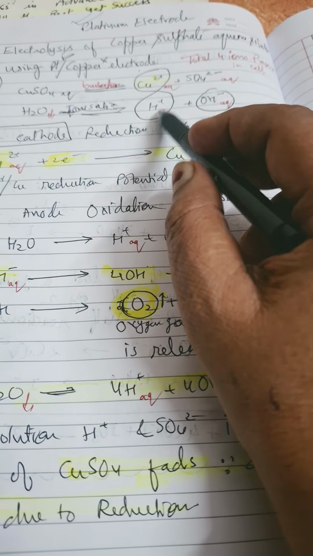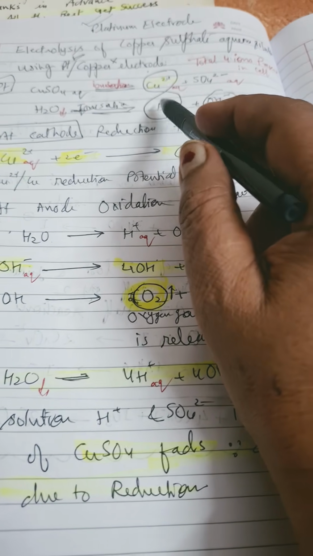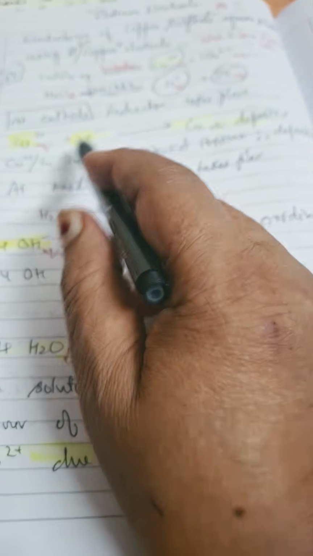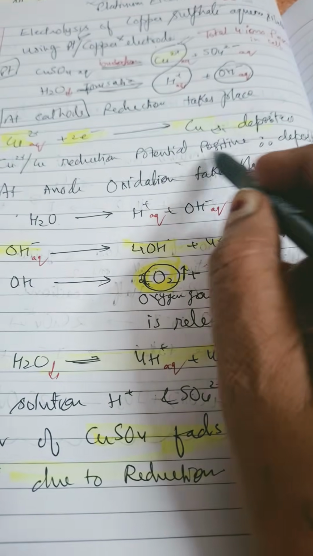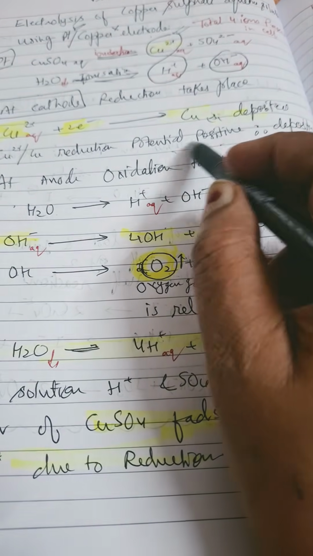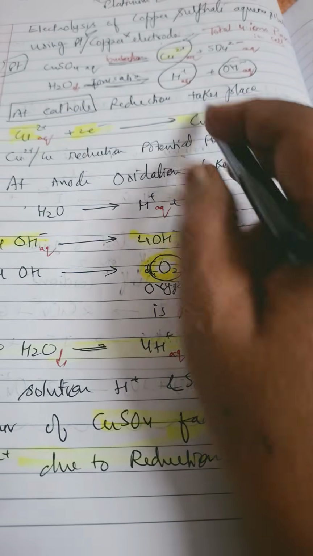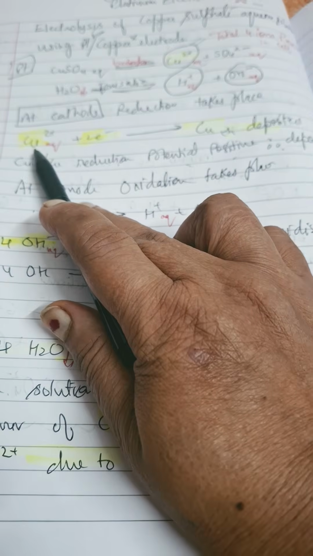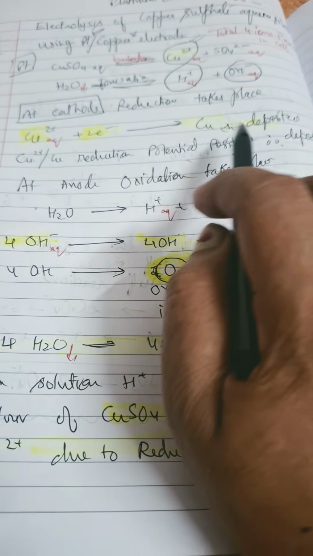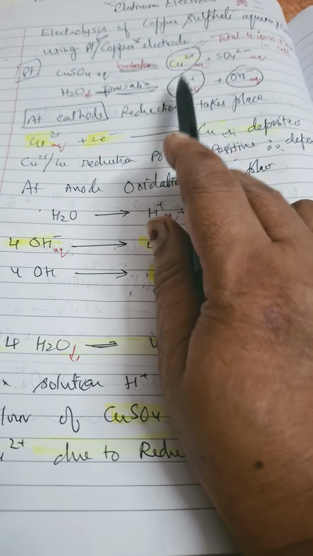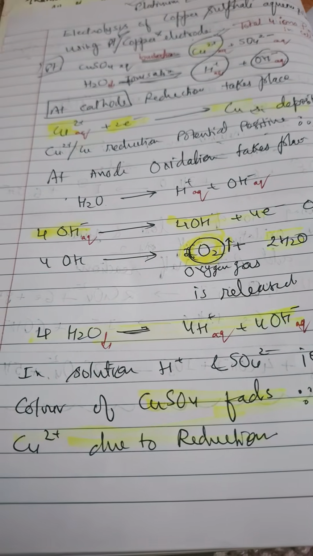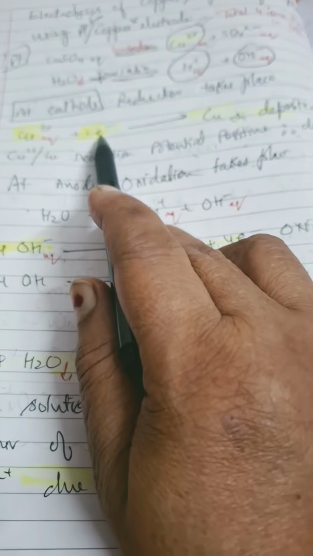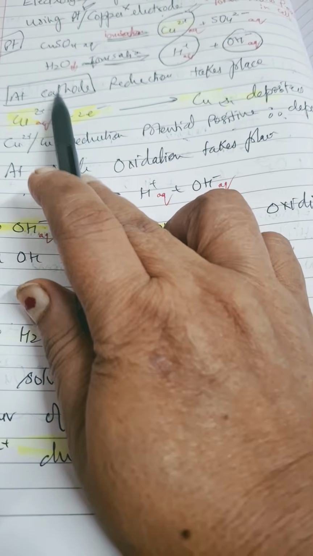Now there will be competition between these two, Cu2+ and H+. Which will win? Copper will win. Why will it win? Because it has a positive reduction potential, and hydrogen has zero potential. So the reduction potential of Cu2+ to copper is higher as compared to the reduction potential of H+ to hydrogen gas. That is why copper is deposited. Copper takes 2 electrons and is deposited at the cathode.